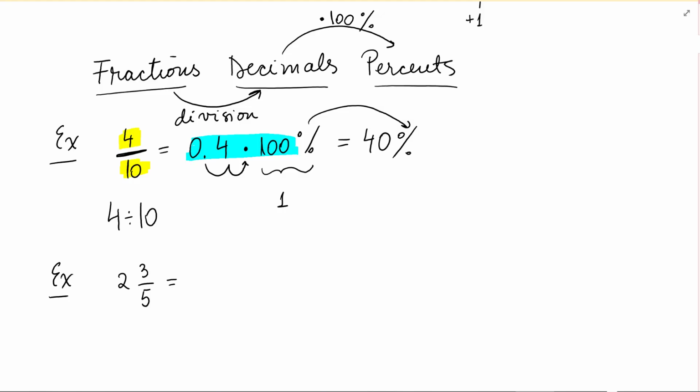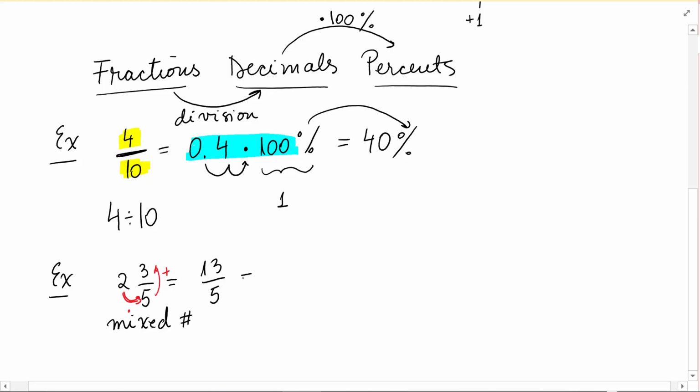Let's do one more example. I chose 2 and 3/5. This is a mixed number. So I'm going to convert this mixed number into an improper fraction by multiplying these two. So 5 times 2 plus 3. It's going to be 5 times 2, 10, plus 3 is 13 over 5. So now my fraction is improper, but I do have a fraction.